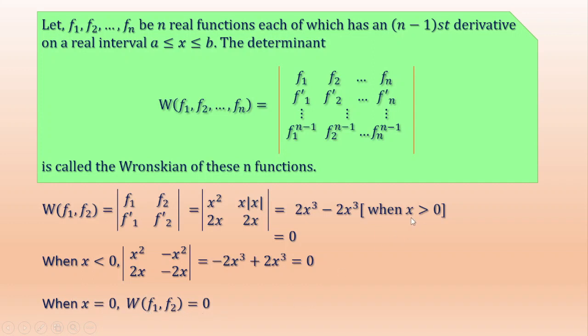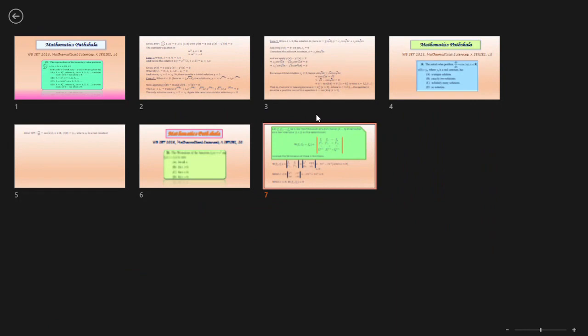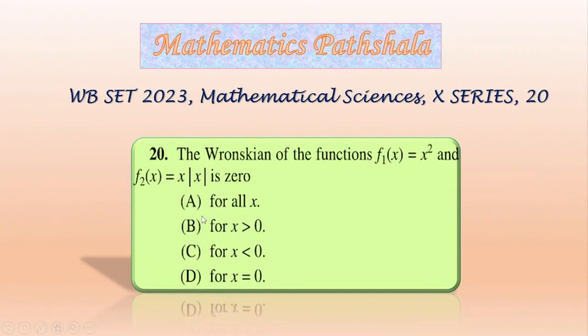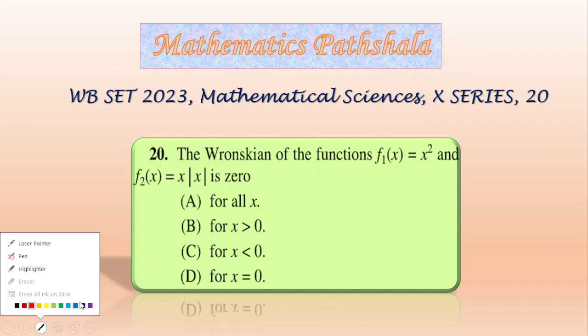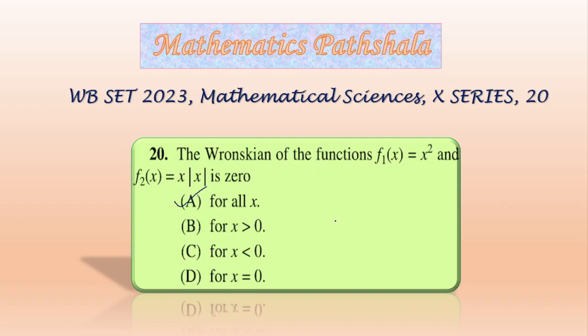So for x greater than 0 the Wronskian is 0, for x less than 0 the Wronskian is 0, and for x equal to 0 the Wronskian is 0. So we can say that for all x the Wronskian of these two functions is 0. So option A is our correct answer.